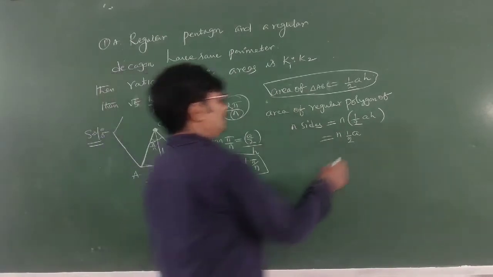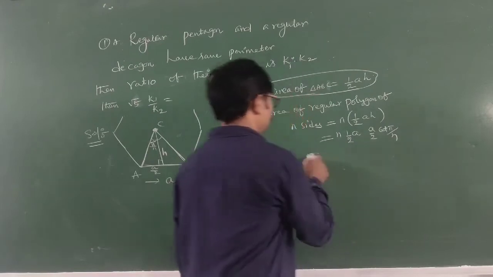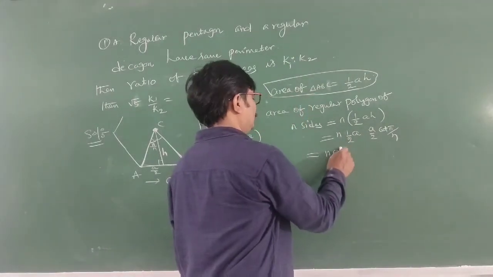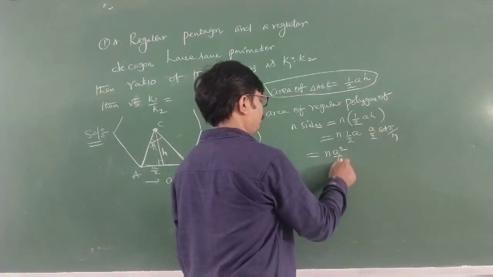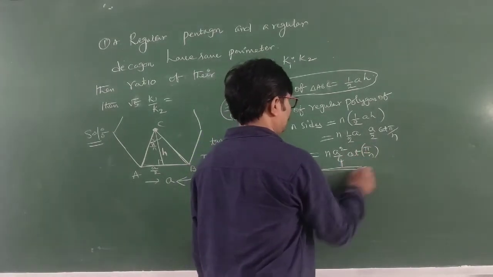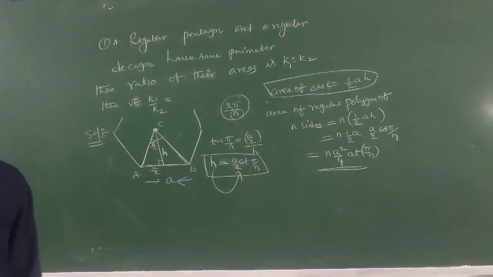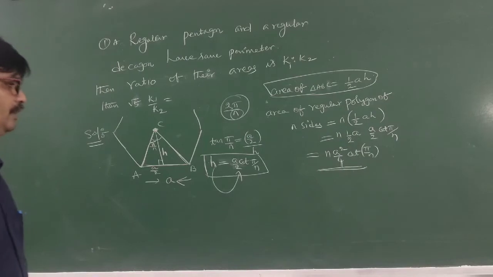H is A by 2 cot pi by n. So this is n into A square by 4 cot pi by n. This is the area of the regular polygon having n sides: n into A square by 4 cot pi by n.